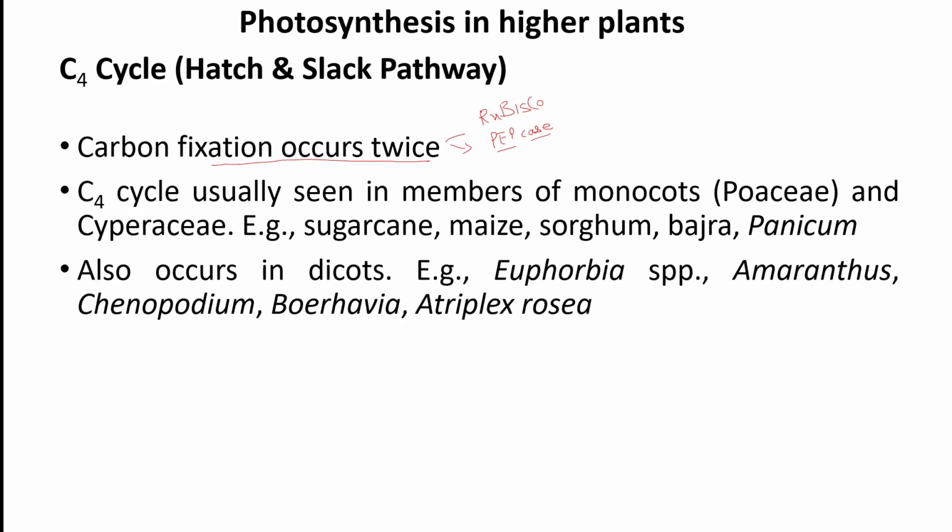Some examples where the C4 cycle is seen: usually it is seen in members of the monocots, some members of the Poaceae family, like sugarcane and maize, and also in members of the family Cyperaceae. Examples are sorghum, bajra, panicum. The C4 cycle is also seen in some dicots, for example Euphorbia, Amaranthus, Chenopodium, Boerhavia, and Atriplex.